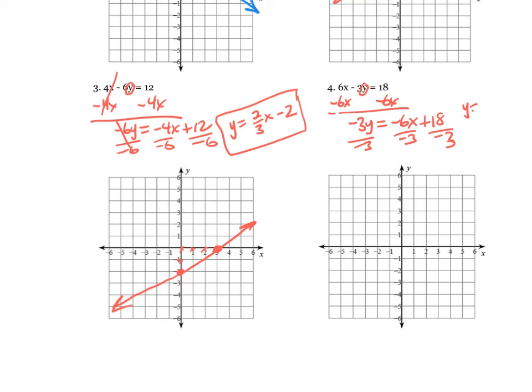So I get, as a final answer, y equals, now negative 6 divided by negative 3 is a positive 2x, and then 18 divided by negative 3 is negative 6. So y-intercept is negative 6. The slope is a 2. Remember, if it's not a fraction, you can make slope a fraction by putting it over 1. So it'd be up 2 over 1.